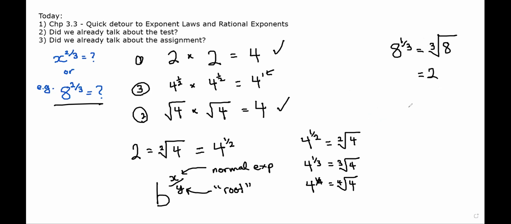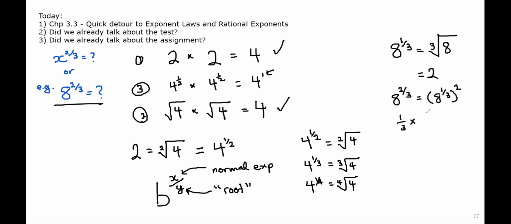What if I gave you something a little bit different? 8 to the power of 2 over 3. It might throw you off a little bit, but remember, I'm going to actually apply an exponent law of a power of a power. Would you agree that this makes sense? When you have a power of a power, you can multiply. And what does 1 over 3 times 2 over 1 equal? That's 2 over 3. So this and this, I can argue, are equal.